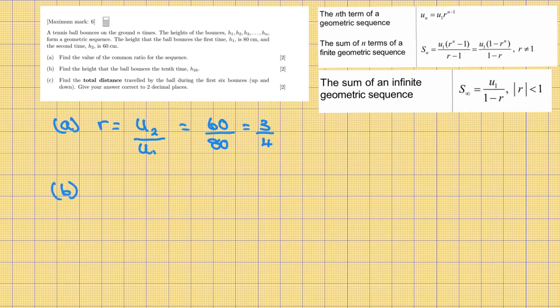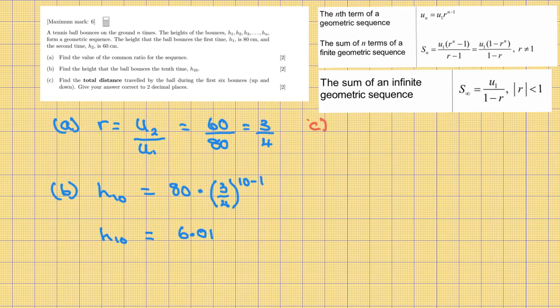B, find the height that the ball bounces the 10th time. So we want h10, which is equal to u1, which is 80, times r, which is 3/4, to the power of 10 minus 1. So if you use your calculator, h10 is equal to 6.01. C, find the total distance travelled by the ball during the first 6 bounces, up and down. Give your answer correct to 2 decimal places.